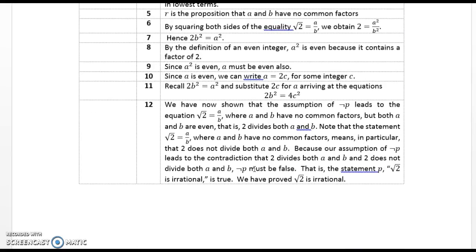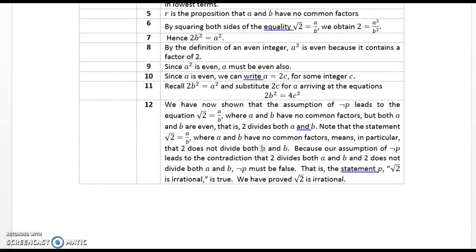By the definition of an even integer, a squared is even because it contains a factor of 2. Since a squared is even, a must be even also. Since a is even, we can write a equals 2c for some integer c. Recall that 2b squared equals a squared, and substitute 2c for a, arriving at the equation 2b squared equals 4c squared.